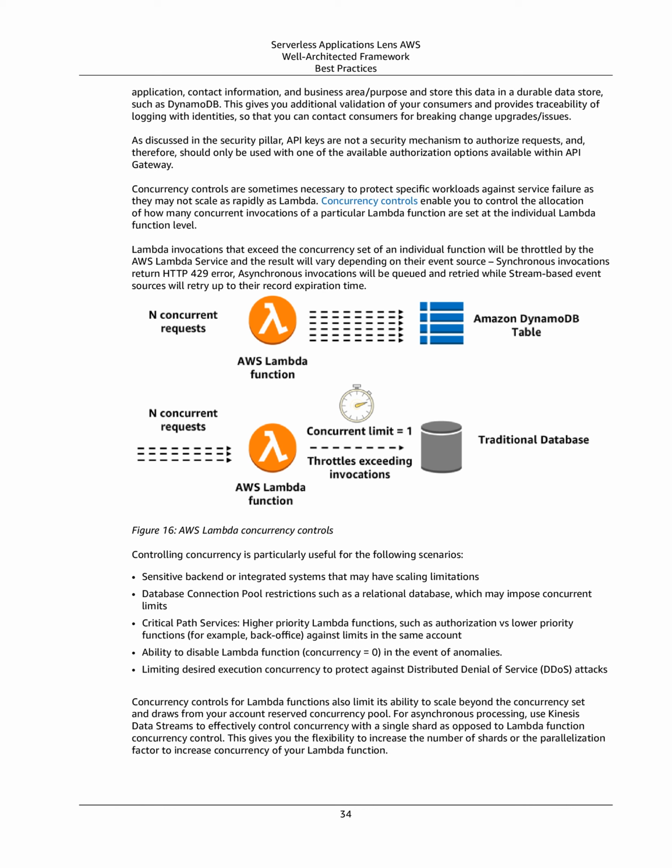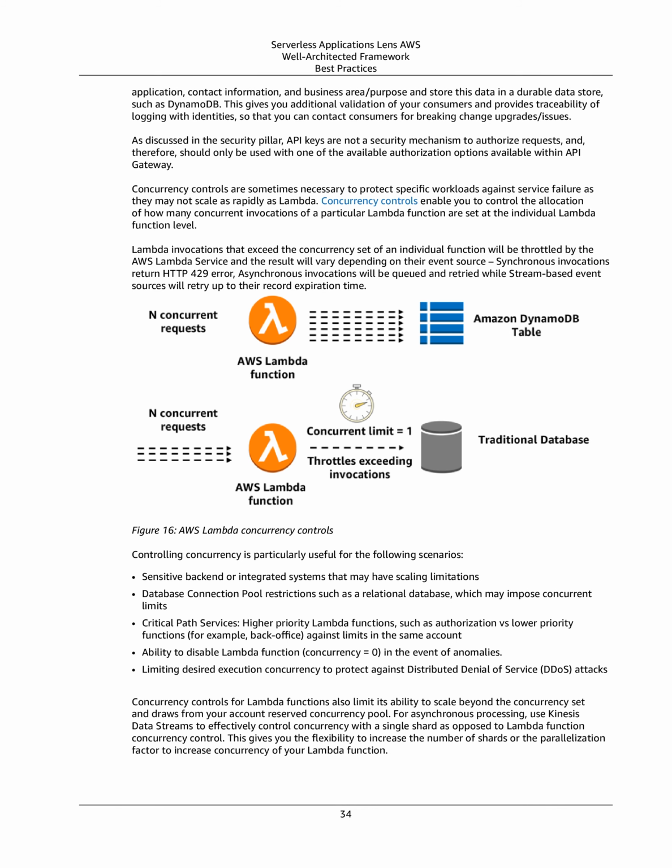Database connection pool restrictions, such as a relational database, which may impose concurrent limits. Critical path services, higher priority Lambda functions such as authorization versus lower priority functions, for example back office, against limits in the same account. Ability to disable a Lambda function, concurrency equals 0, in the event of anomalies. Limiting desired execution concurrency to protect against distributed denial of service, DDoS, attacks.